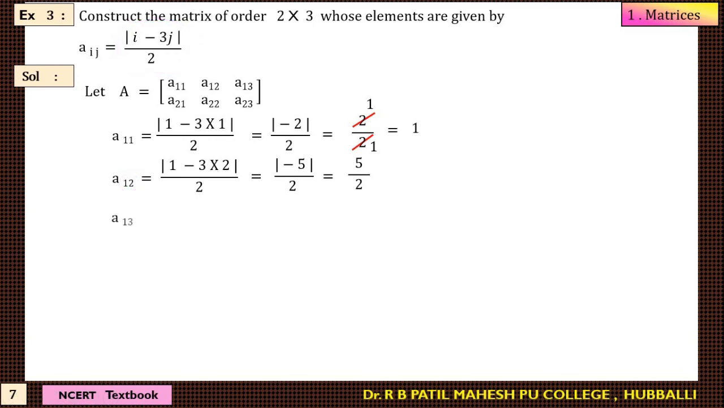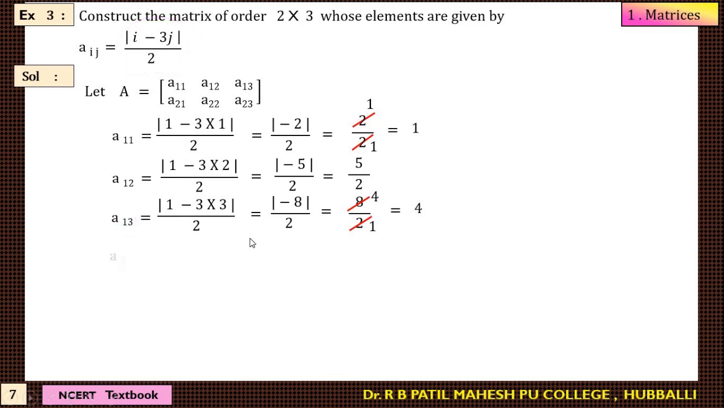Next element is A13. Subscript is 1, 3. In this formula, you replace I is 1, J is 3. So you will get modulus of 1 minus 3 into 3 divided by 2. If you simplify this, you will get 1 minus 9, that is minus 8. Modulus of minus 8 divided by 2 is equal to 8 by 2, and here it cancels. 2 ones are 2, 2 fours are 8, value is 4.